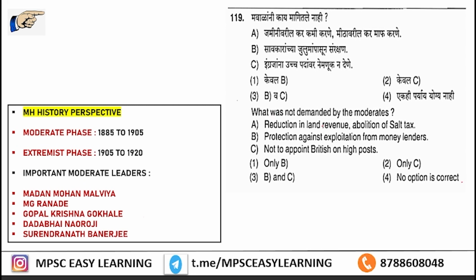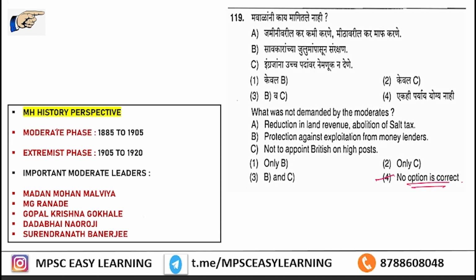Next one. What was not demanded by the moderates? Reduction in land revenue, abolition of salt tax, protection against exploitation from moneylenders, not to appoint British on high posts. Here your answer is no option is correct.